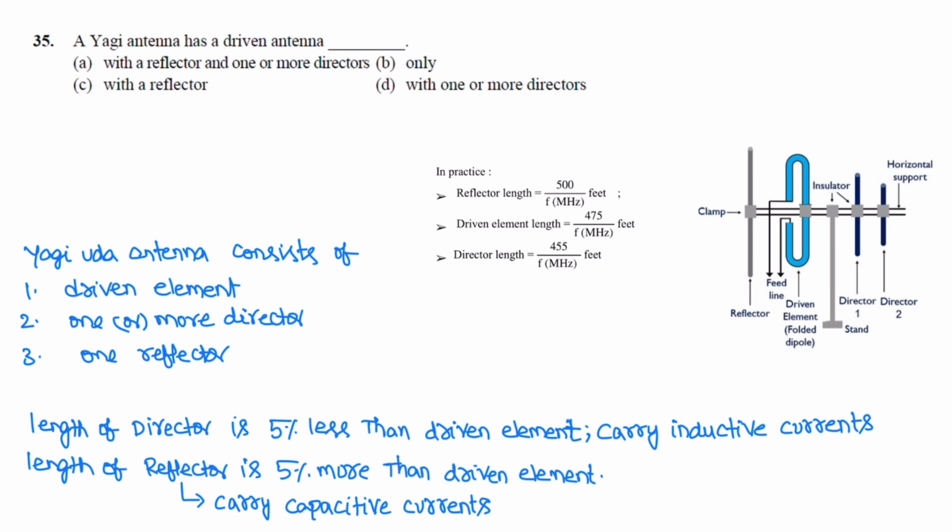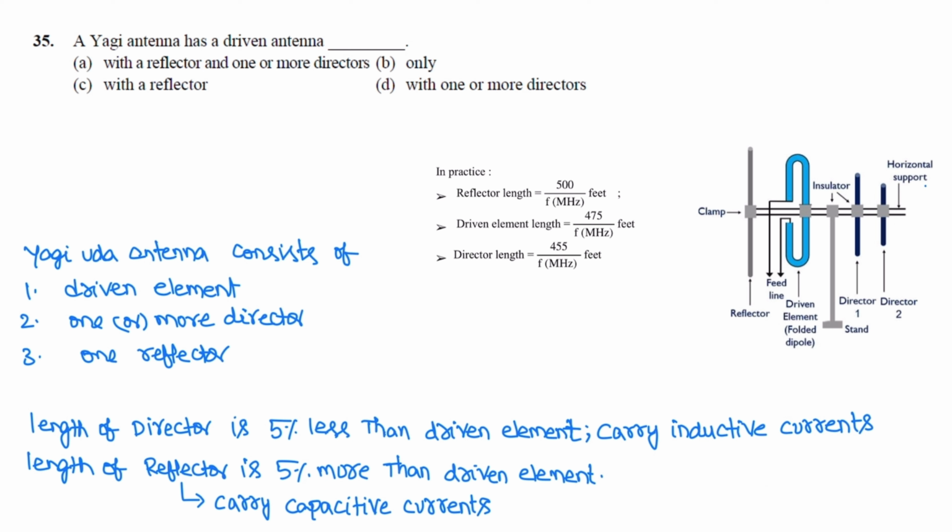Yagi-Uda antenna has one driven element, one or more directors, and one reflector. The length of the reflector is 5% more than the driven element and carries capacitive currents, and the length of the directors is 5% less than the driven element and carries inductive currents.